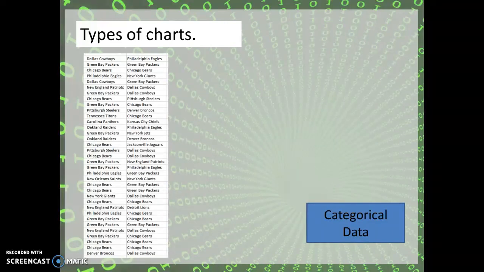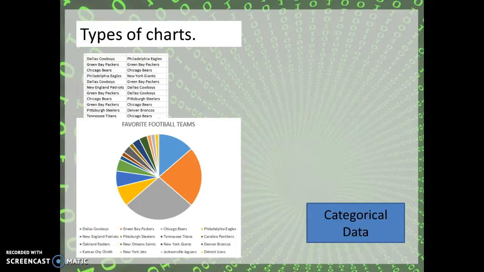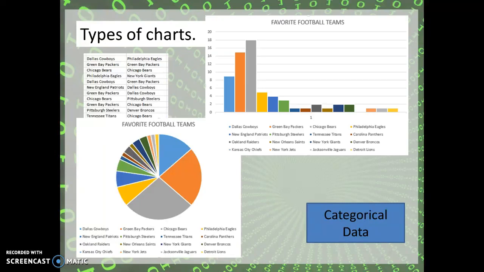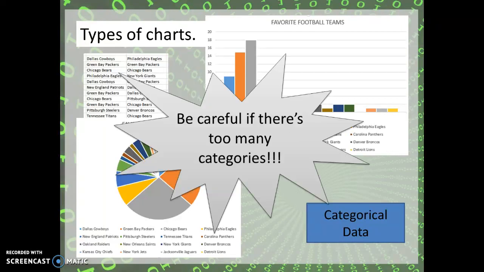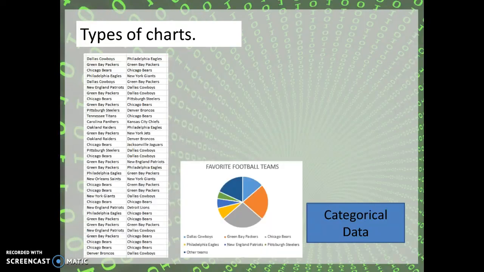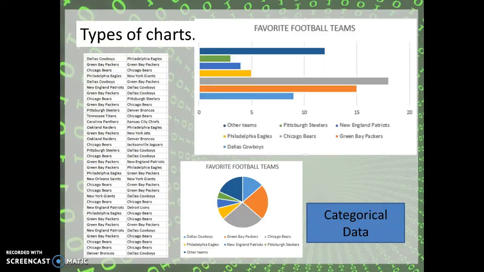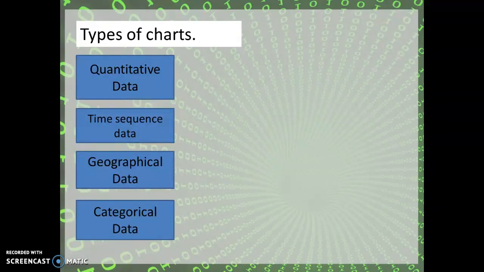Now, however, if we're talking about, hey, what's your favorite football team, we might get answers all over the place. And our pie chart might end up looking like this, or our bar chart might end up looking like that. What we have to understand is that both of those get to be information overload, overwhelming, all the colors, that sort of thing. So you need to be careful if there are too many categories. Look at the second version: if I say other teams, that reduces the amount of extra pie slices or extra bars going on in categorical data. So that's for categorical data.